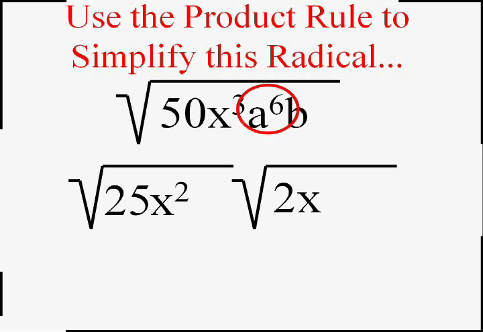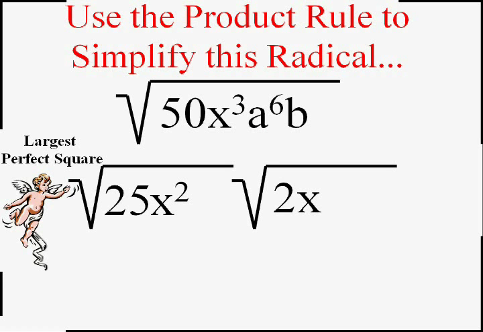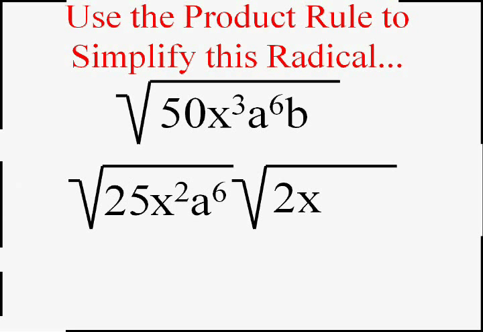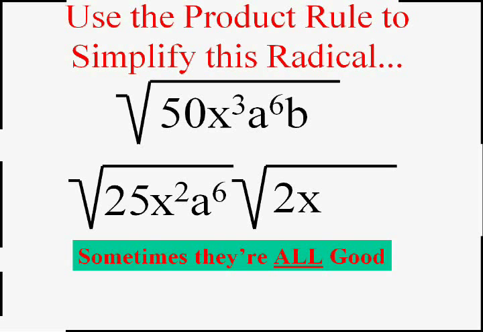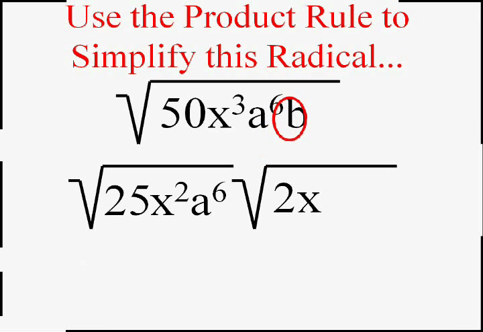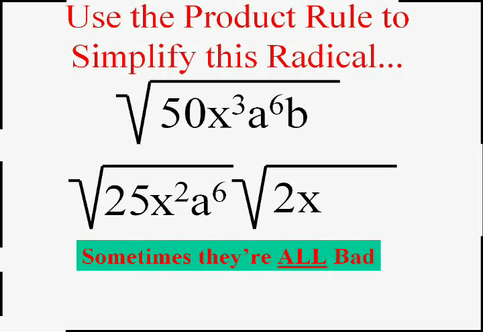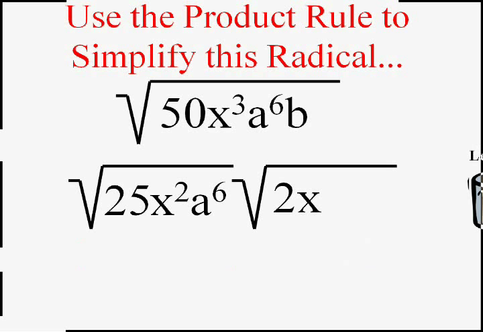Now, the a to the 6th, you need to consider its largest perfect square is a to the 6th. Sometimes they're all perfect, if you would. They're all good, like your mom. Other times, like b, they're like your little sister, all bad, and they go in the scum pile. Okay? So that can happen also.